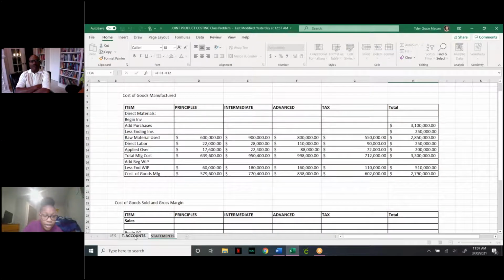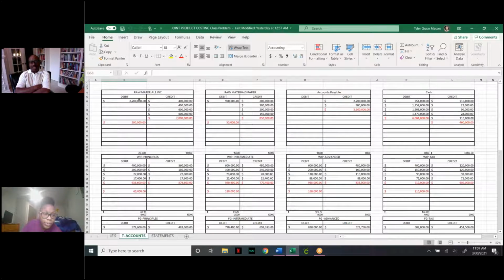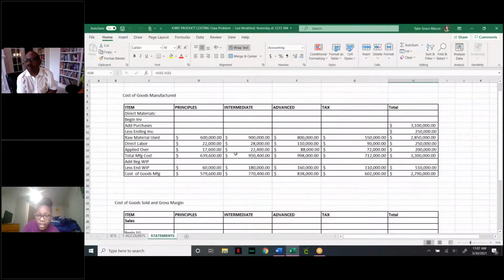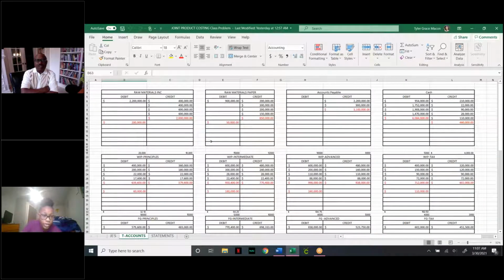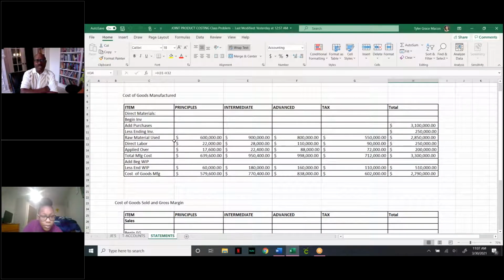So for the adding purchases, we got 33,100,000 from adding how much we put into the raw materials for ink and paper. So that's 2,200,000 plus 900,000. And then we got the less ending purchases from adding the red, which is how much is left over from each one. And for the raw materials used, I just went to each of the work in progress T-charts for principles, intermediate, advanced, and tax. And then that's how I got all of the raw materials used.